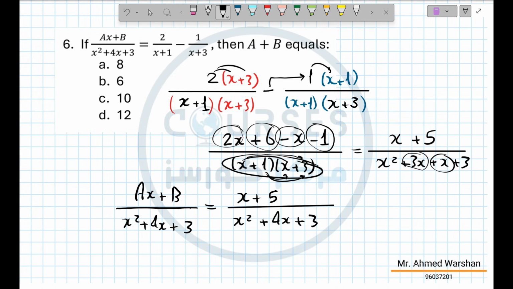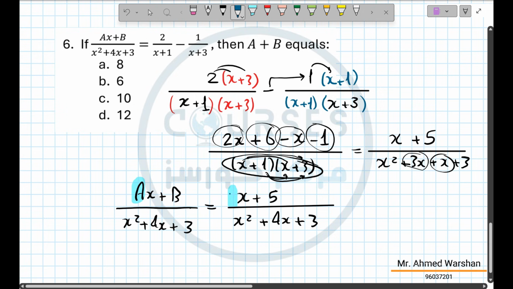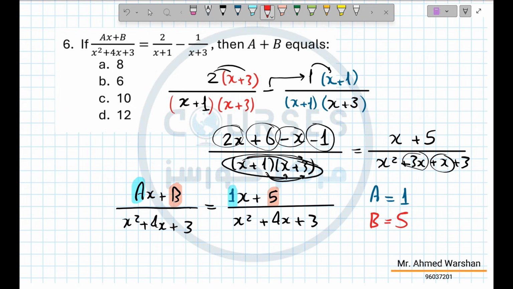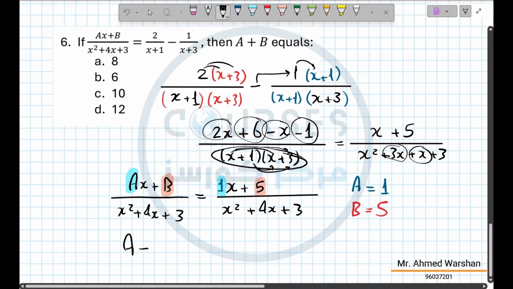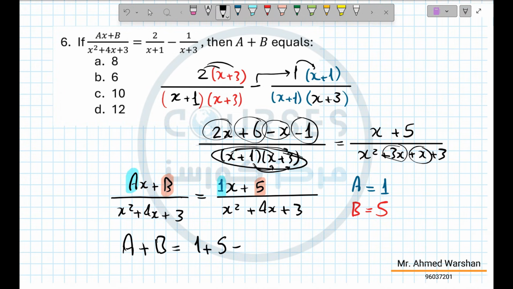Anyway, now compare. By comparison, a is the coefficient of x here. So a is 1. B is the number that's alone without x, so b is 5. So from that we can tell that a is 1 and b is 5. What do they want? They want a plus b. So a plus b will be equal to 1 plus 5, which is 6.